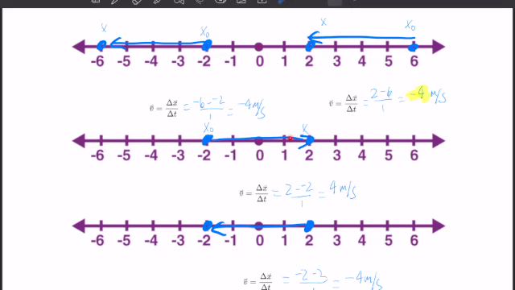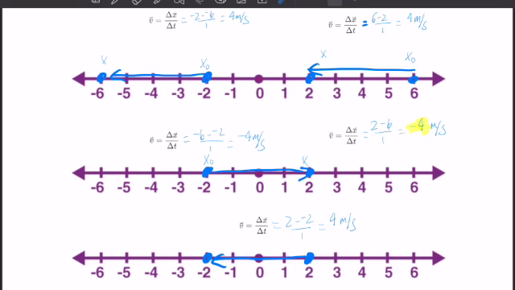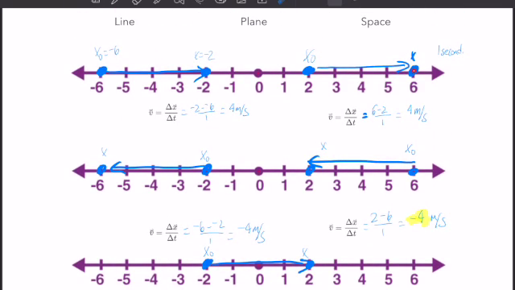Here we have an arrow moving toward positive values. We have a positive velocity. Here toward negative values, negative velocity. Toward negative values, negative velocity. And here positive values, positive velocity, positive values, positive velocity.